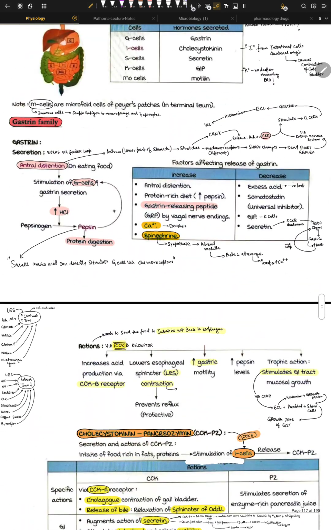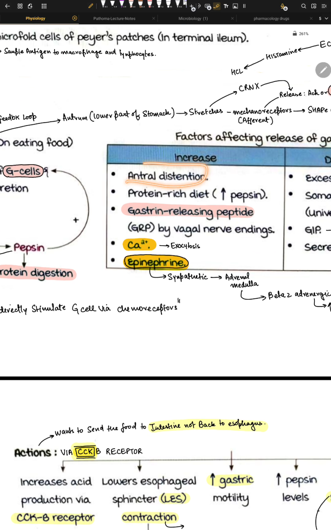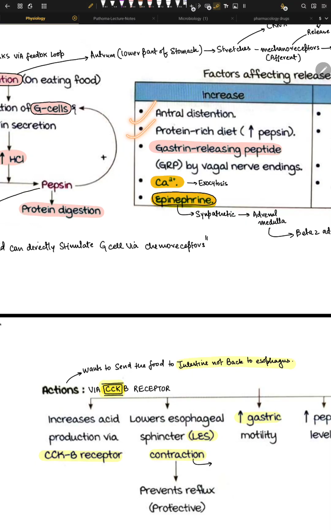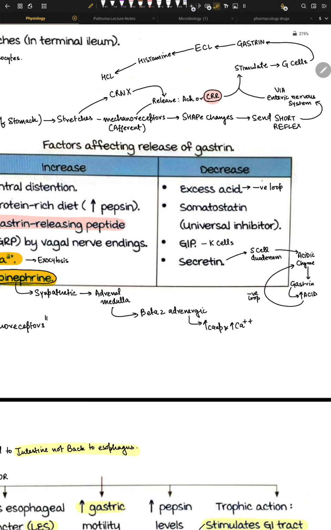So that was a little bit about the cephalic phase. I hope we understand this part. Now, the factors that can affect gastrin are increase and decrease. Let's talk about increase first. Enteral distension, we know how it works. Protein rich diet, of course. Small amino acids can directly stimulate G cells via chemoreceptors, we know this. Gastrin releasing peptide, GRP, we'll talk about it in a second.